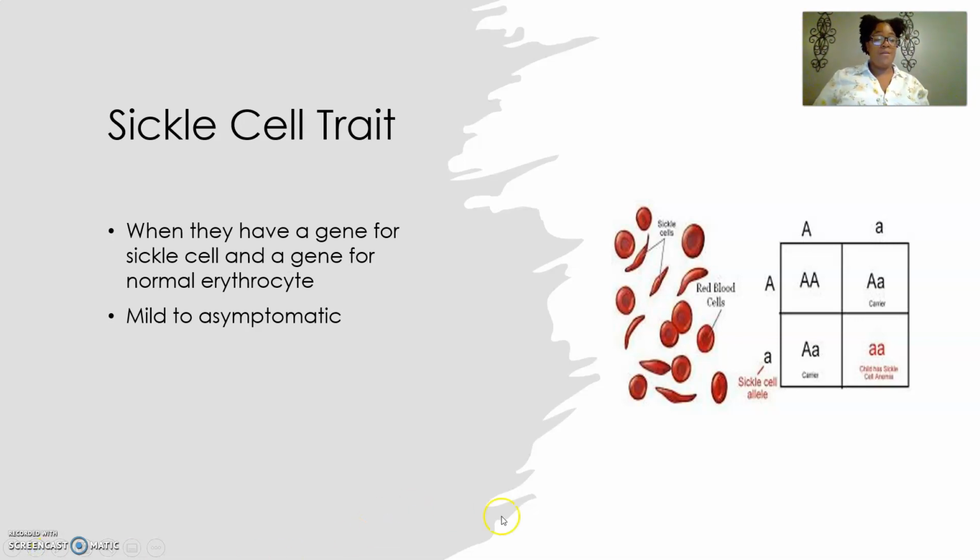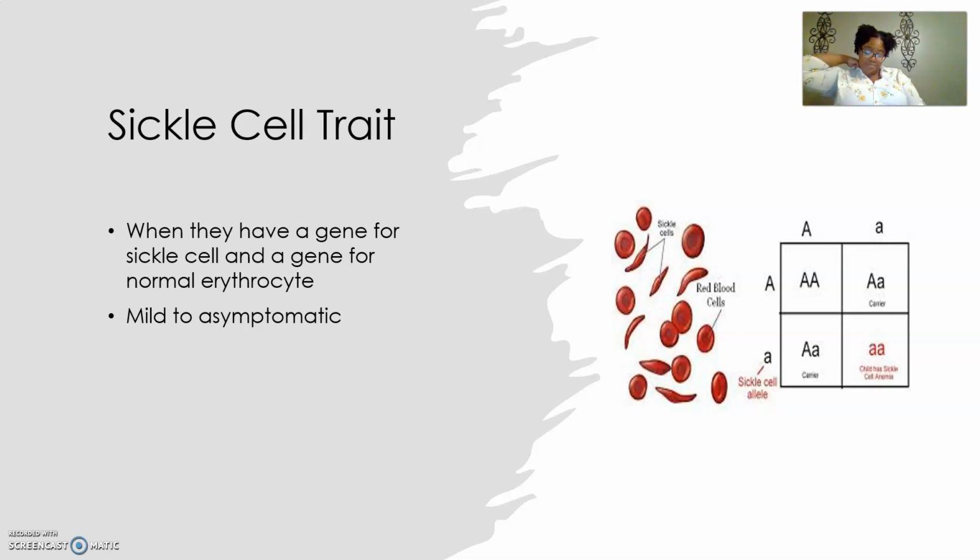Sickle cell trait, as I told you, will be the carriers, which you can see here. These 50%, they usually will have more normal erythrocytes than sickled erythrocytes. That's why they're mild to asymptomatic. But if these people are put under extreme conditions such as high altitudes, they're dehydrated, they're under high pressure, their oxygen levels drop, or they're doing strenuous activities, this is when the people who have sickle cell trait can become symptomatic and have extreme symptoms of sickle cell disease, but normally they're mild to asymptomatic.